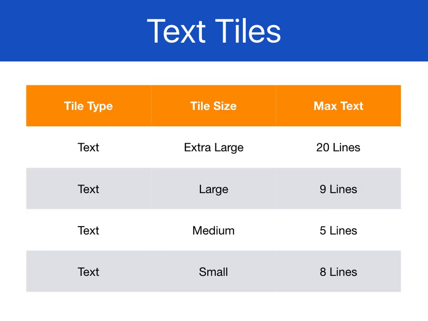Now here's a table of the text styles requirements. So we have 4 different types here: extra large, large, medium, and also small. Pretty straightforward stuff. The maximum text for you to have in the extra large tile is 20 lines. For the large tile is 9 lines. For the medium is 5 lines, and for the small is 8 lines.